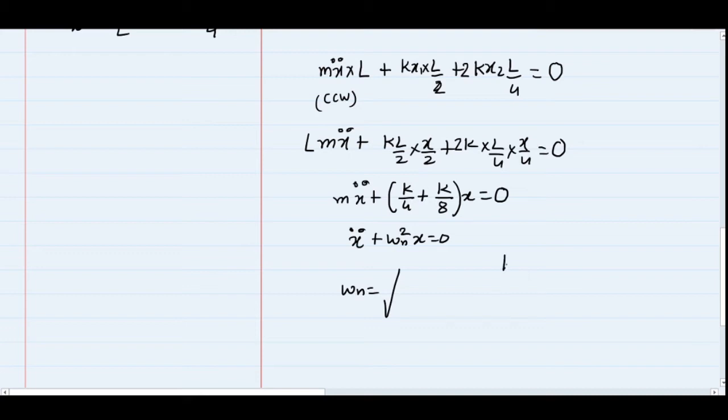So I can also write that my k equivalent is what? k by 4 plus k by 8, and that will be 3k by 8. So the square root of 3k by 8 divided by m will be my natural frequency for the given system.